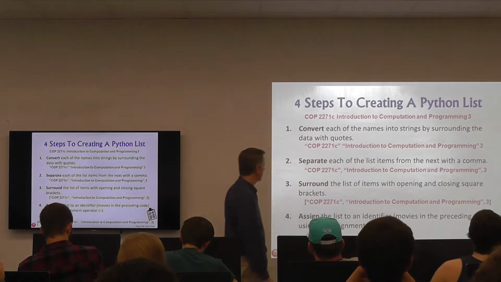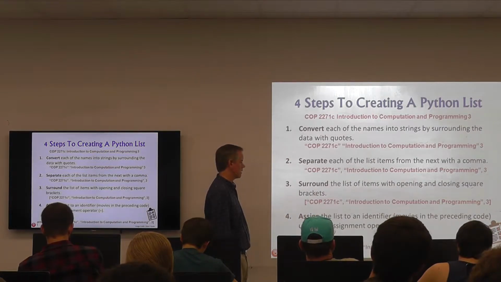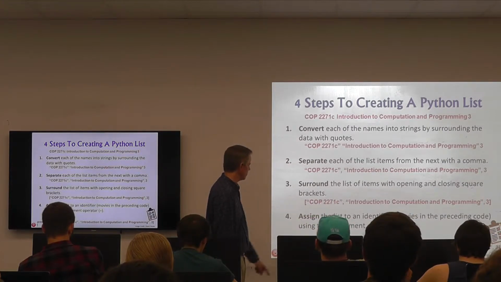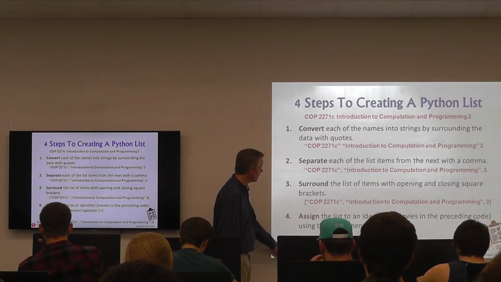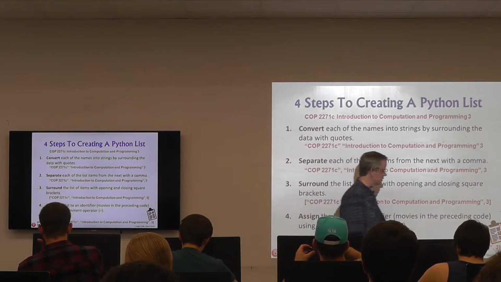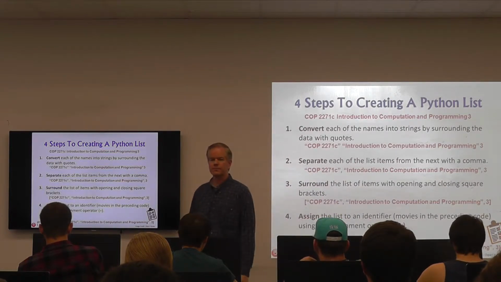One last step. Assign the list to an identifier using the assignment operator equals. So we're down here. Prerequisites equals, square bracket, quote, all this stuff. So basically a variable name. You put a variable name over there, right?